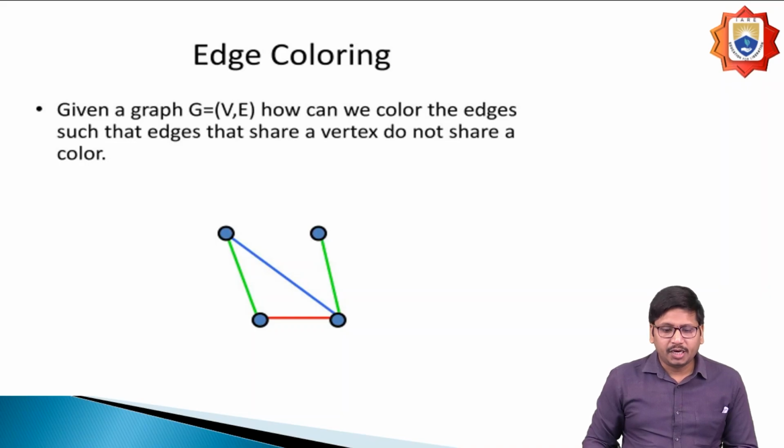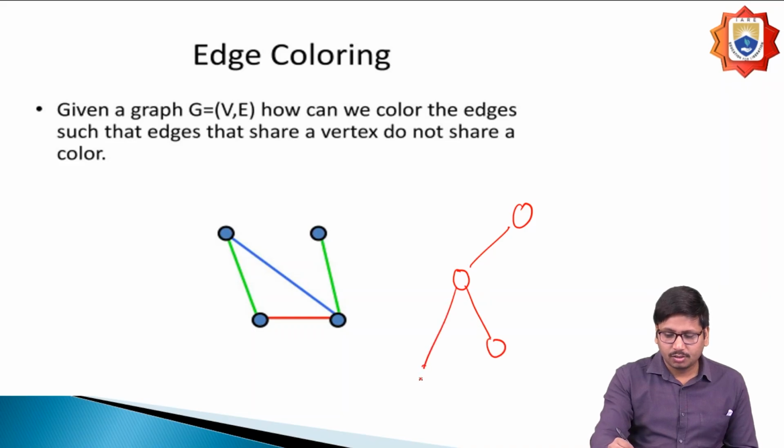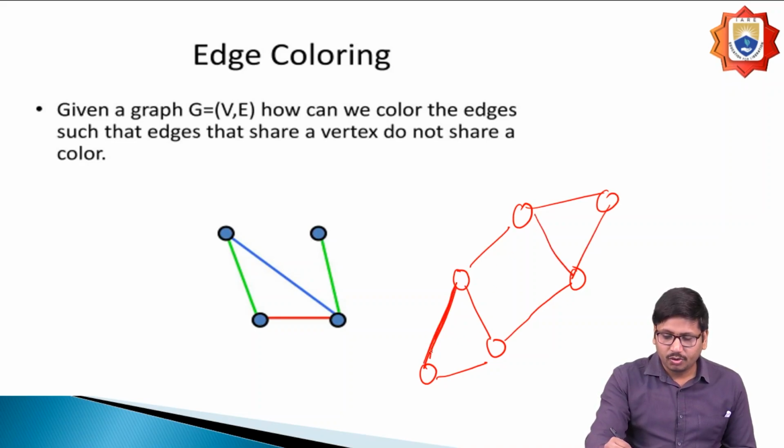Similarly, the next concept is edge coloring. What is edge coloring? For the given graph, I color the edges. If I consider another graph, how many colors are needed for coloring this graph? Let it be red, and this is blue. If I apply red here, it coincides, so red is not going to be applied, and blue also cannot be applied here.